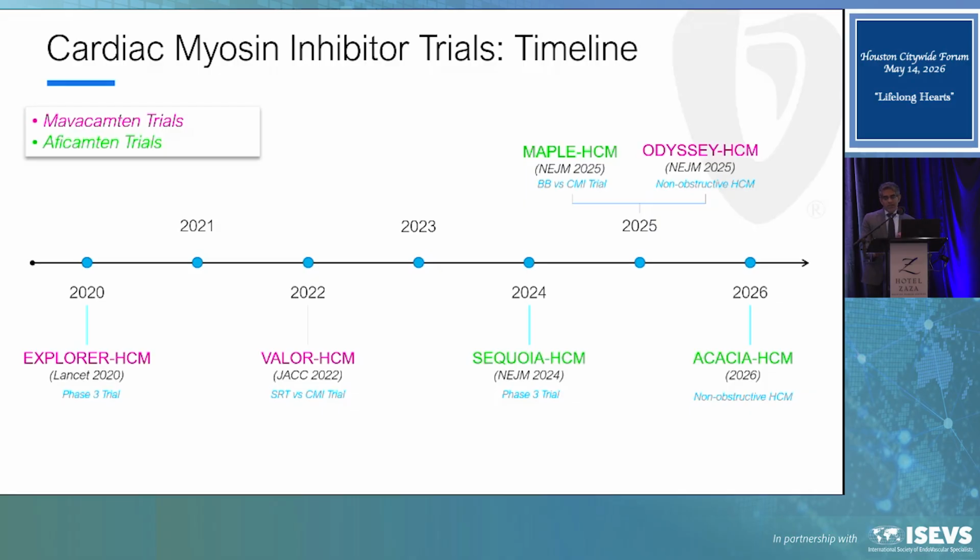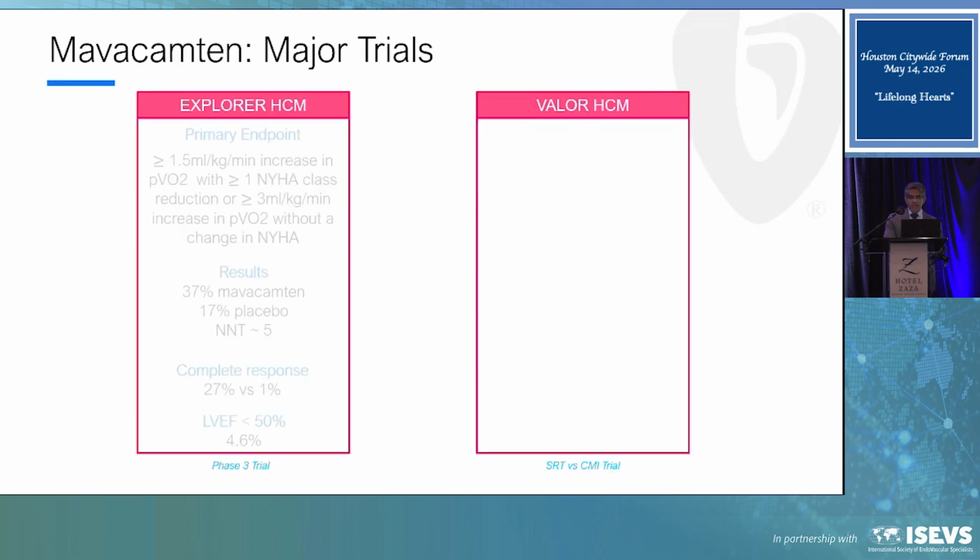This was followed by another mavacamten trial called VALOR-HCM that looked at patients who met criteria for SRT, with a resting gradient greater than 30 and Valsalva gradient greater than 50. It compared SRT versus CMI, and after 16 weeks, looked at how many of these patients still qualified for SRT if they went on CMI therapy. This was followed by a second generation set of clinical trials using aficamten, which has a slightly different binding. This was SEQUOIA, published in the New England Journal in 2024, as well as MAPLE-HCM. Then you've got two non-obstructive HCM trials, the ODYSSEY-HCM trial and the ACACIA-HCM trial.